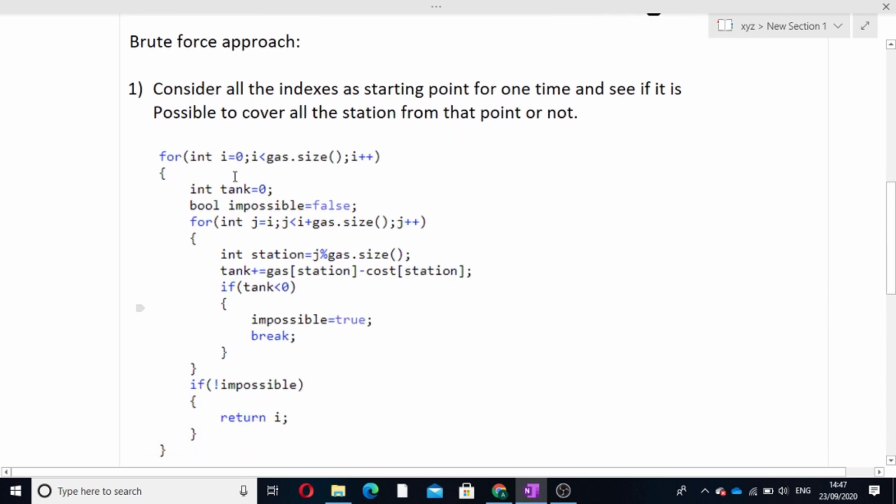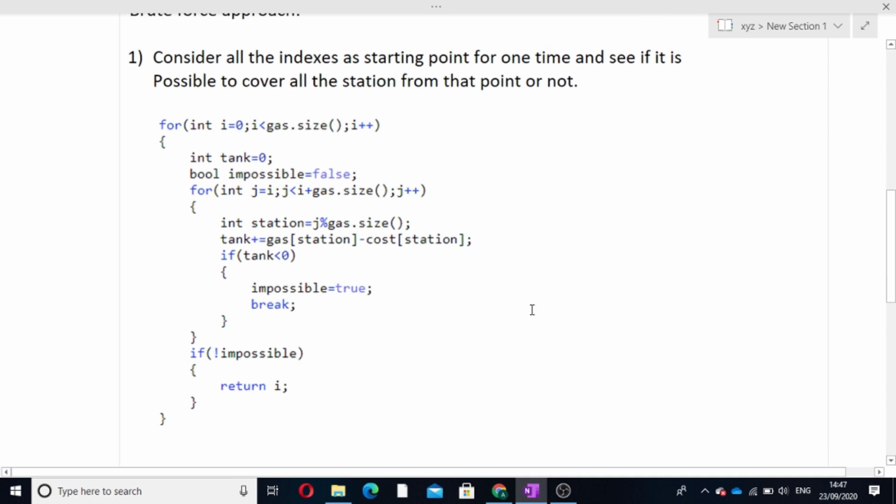So what we will do is first iterate a loop on all the indexes, that is, from i equal to 0, i less than gas dot size, i plus plus. This loop will declare our starting point. Now the initial capacity of the tank, that is our vehicle's tank, is 0.